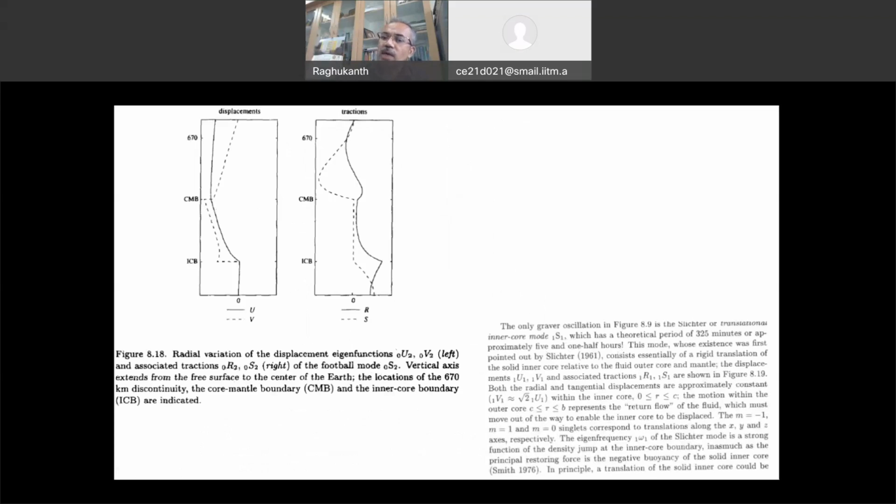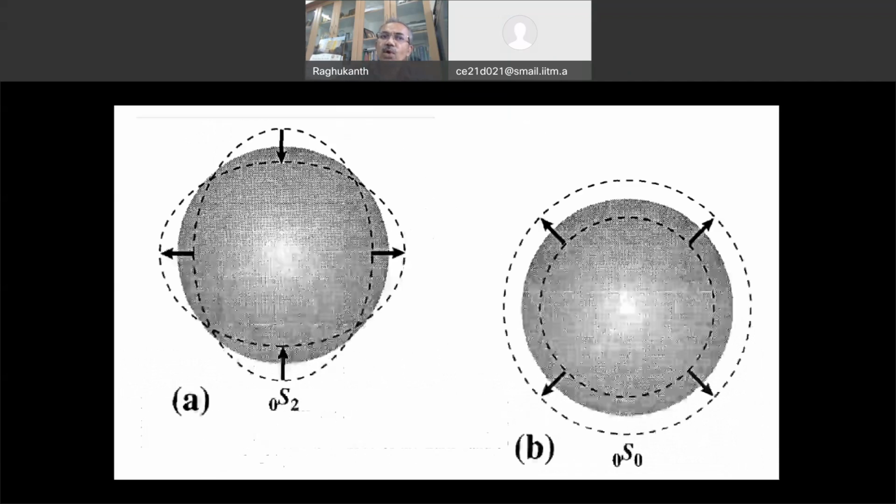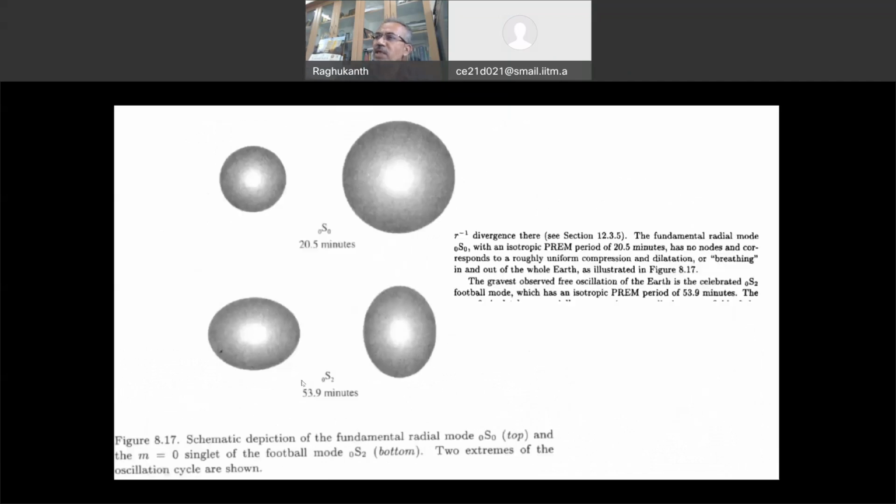Now, not only this one, one important thing also. For example, say the breathing mode, or this 0S2 mode, is 53.9 minutes. So if you want to observe this mode, what should be the duration of your seismogram? You should be able to record for how much time? More than 53 minutes, more like double. So that means you have to record for 6 hours.